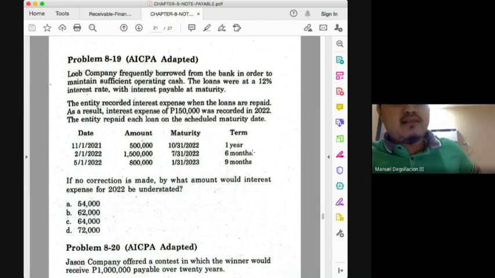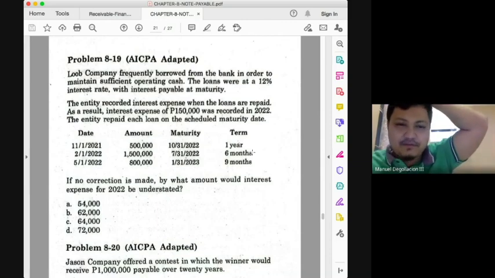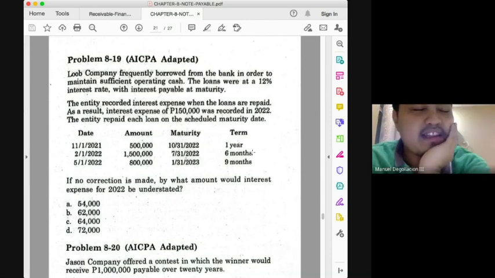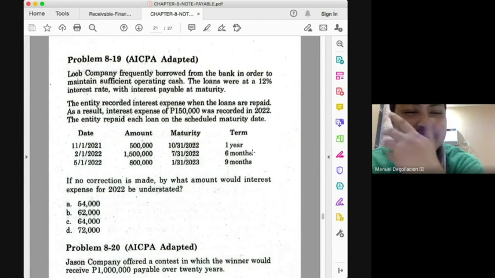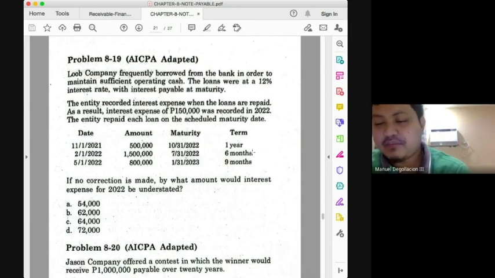So the amount of interest that was recognized was 90,000. And that is the breakdown of the 150 that was recognized by the entity. 60 for the first note and 90 for the second note. The 90 is correct, the 60 is overstated. Okay, the correct one should only be 50. And then what the entity did is that it did not recognize any interest on the third note, even though interest was incurred good for 8 months from May to December. Okay, so the correct treatment here is to recognize interest for 8 months. 800,000 times 12% times 8.